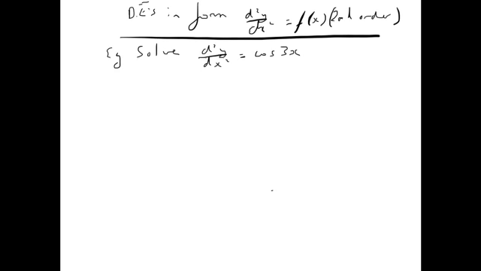Okay, today we're going to look at DEs in the form d2y/dx² equals a function of x. So we're talking about second order DEs. All that means is that we're going to actually have to anti-differentiate twice. So if we start off with d2y/dx², the second derivative, equal to cos 3x.